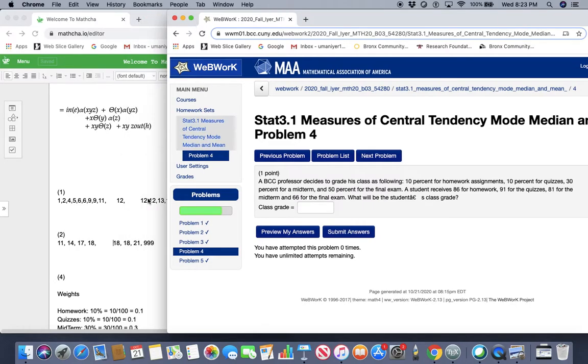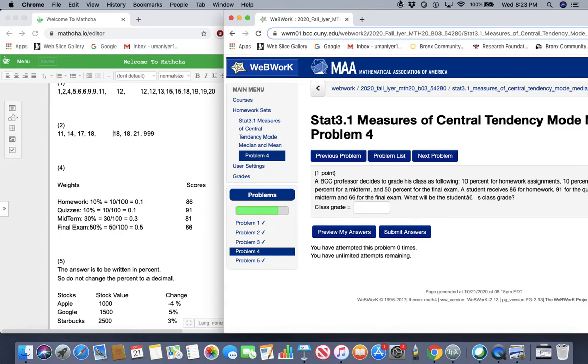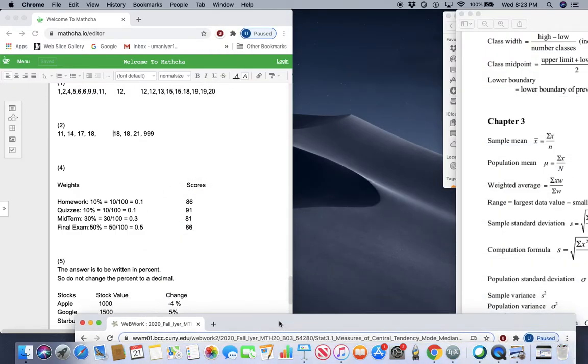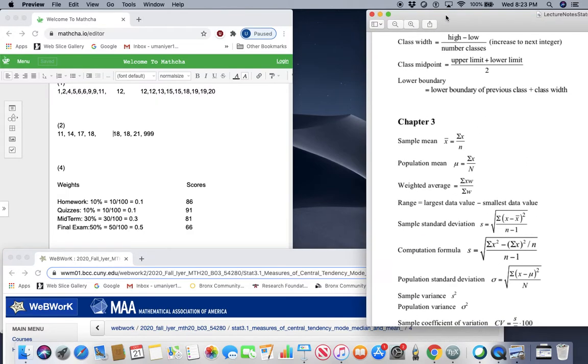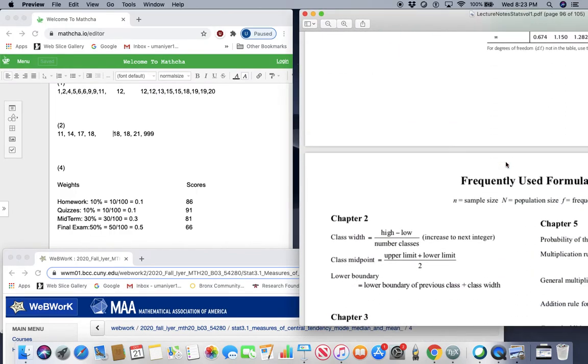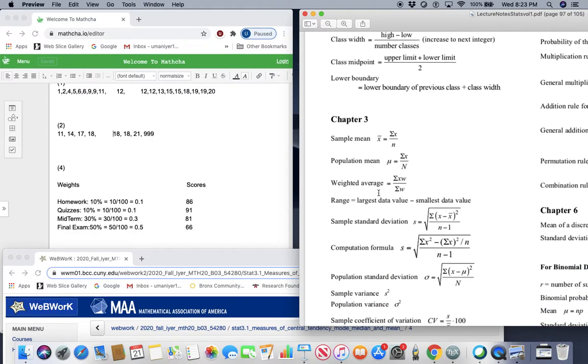All right. So, this is what is called weighted average. Okay. So, let's figure this one out. Weighted average has the following formula. By the way, all the formulae are available in the frequently used formula sheet at the end of your lecture notes. All right. So weighted average is the following: summation xw over summation w.